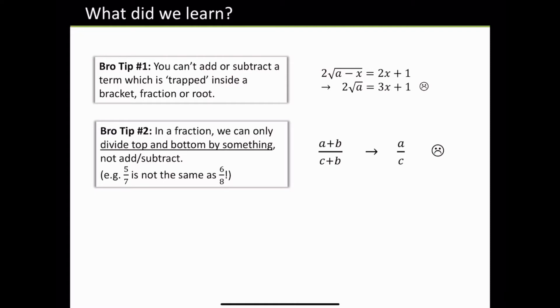So you cannot add or subtract a term which is trapped inside a bracket, fraction, or root. In a fraction, we can only divide top and bottom by something, not add and subtract. So 5 over 7 is not the same as 6 over 8. So unfortunately, if you're thinking of doing this, that is horribly, horribly wrong.